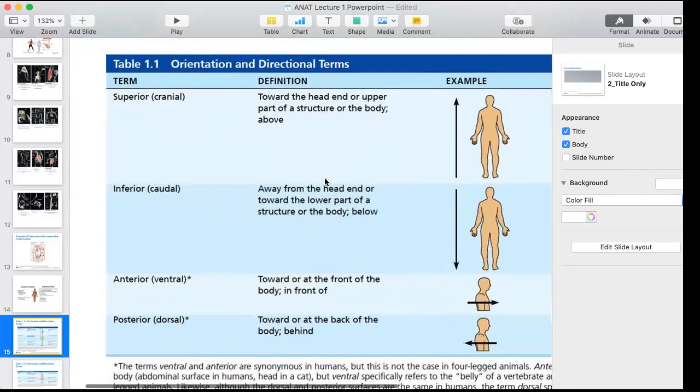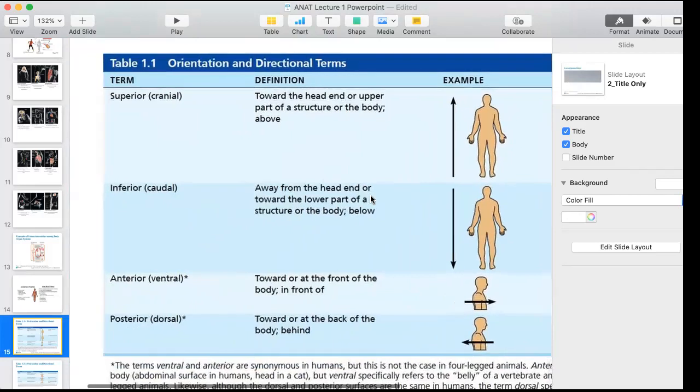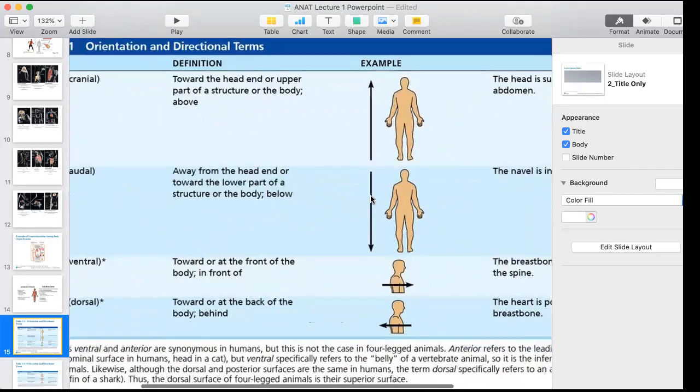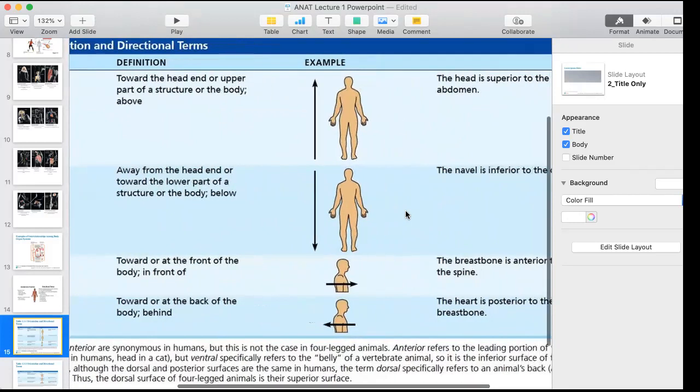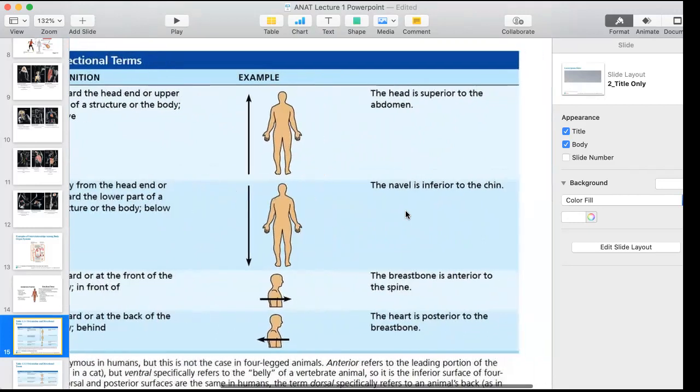Now, inferior means away from the head. As I was saying before, the pelvic bone is inferior to the ribs, meaning that it's further from the head. Or you can say that the esophagus is inferior to the brain. So inferior just means below. Here's an example here: the navel is inferior to the chin. True.